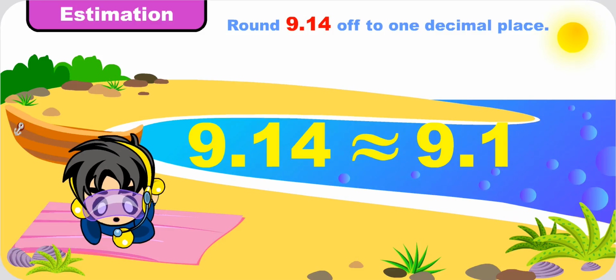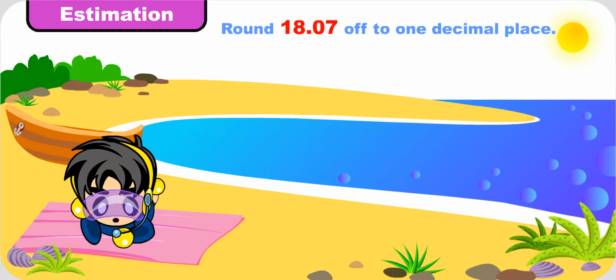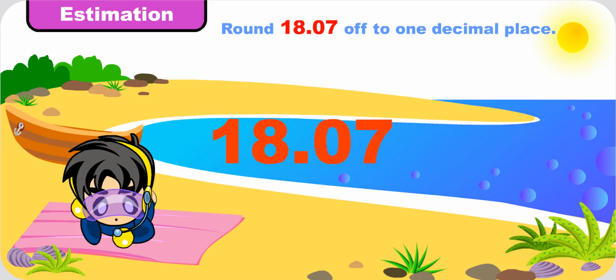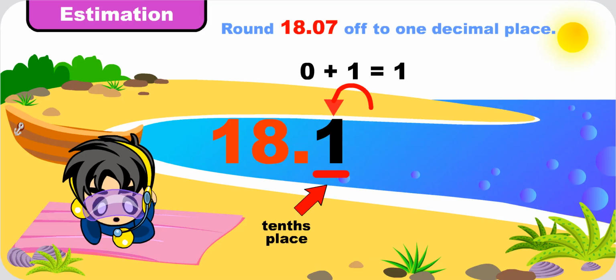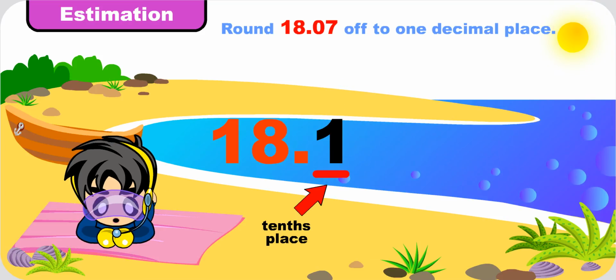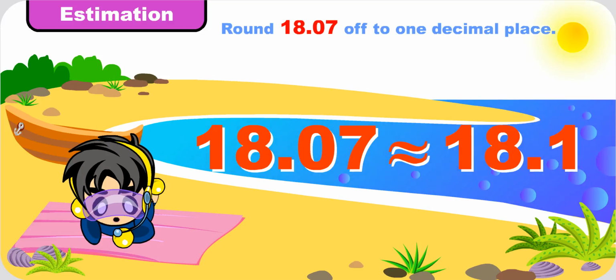Good guess, Turbo Boy. So can you round off this decimal to 1 decimal place then? To round off 18.07 to 1 decimal place, we look at the hundredths place. Digit 7 is in the hundredths place and it is more than 5, so I add 1 to the tenths digit 0. 0 plus 1 makes 1. So the tenths digit is 1 and the answer is 18.1. Hooray! Very good, Turbo Boy.